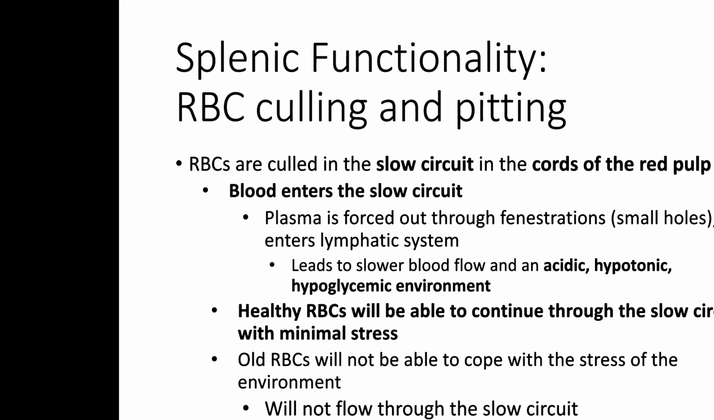Now, if you're a good, healthy red cell, you should generally be able to cope with an environment like this. But not every red cell can live up to the standards. Some red cells won't be able to cope with that stressful environment, so they don't actually end up flowing through the slow circuit. Any splenic macrophage that notices RBCs moving through the slow circuit extremely slowly will destroy the RBCs that don't get to flow through.